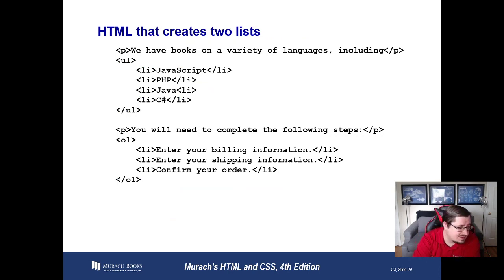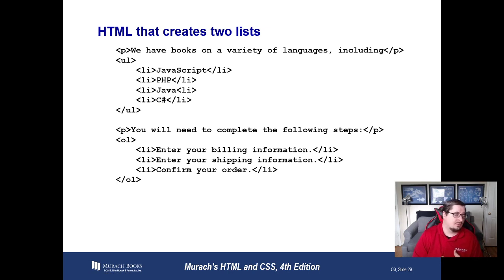So let's talk about lists. There's a few different kinds of lists that we can create. One kind of list we can create is an unordered list, and another kind is an ordered list. An unordered list always starts with a UL tag, ends with a UL tag, and inside of that we've got multiple list item tags. That's what LI is short for, list item. So we've got 4 items in here: JavaScript, PHP, Java, C#. These are unordered, so we're not saying that there's an order to that.